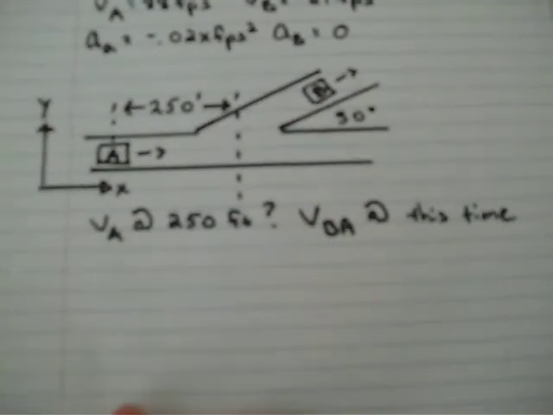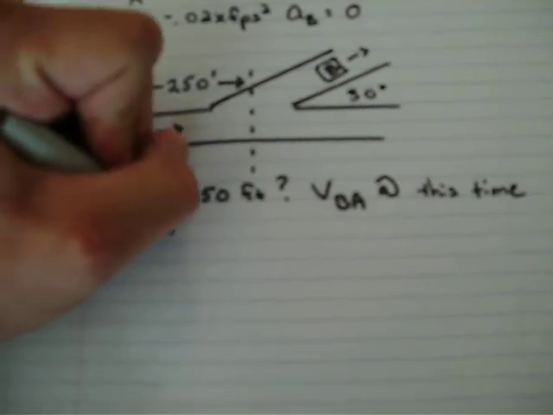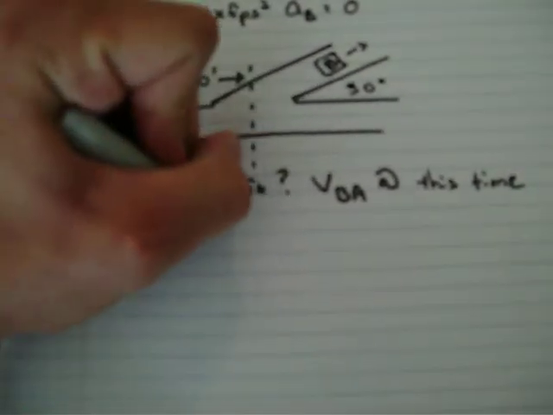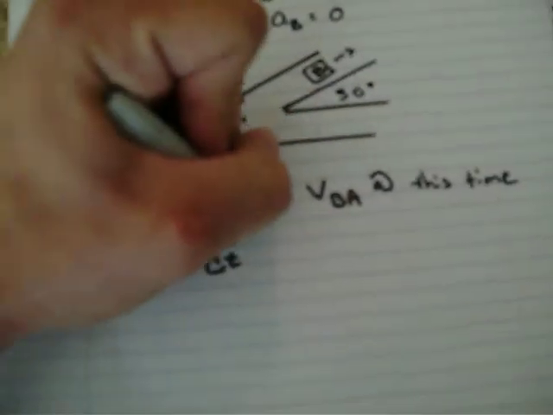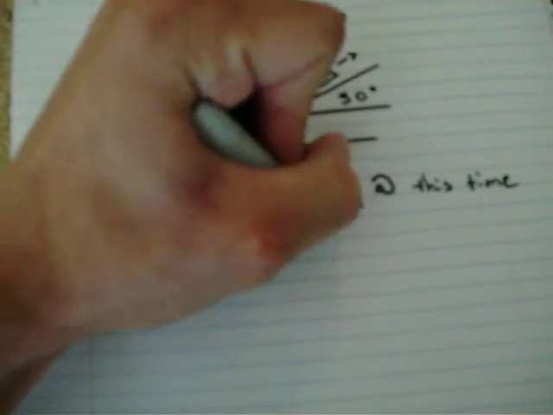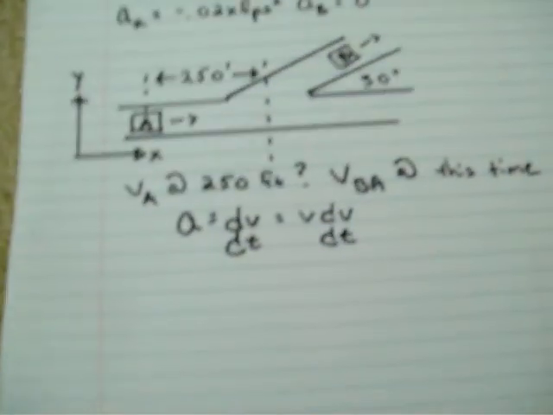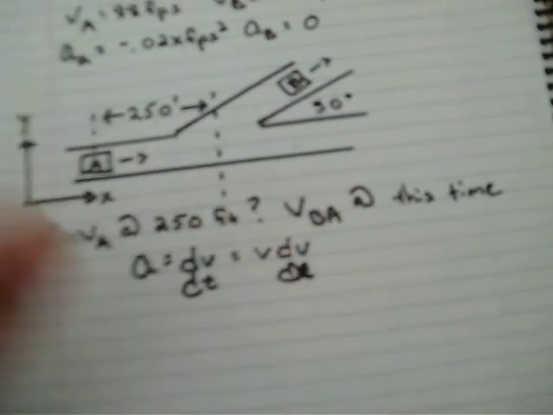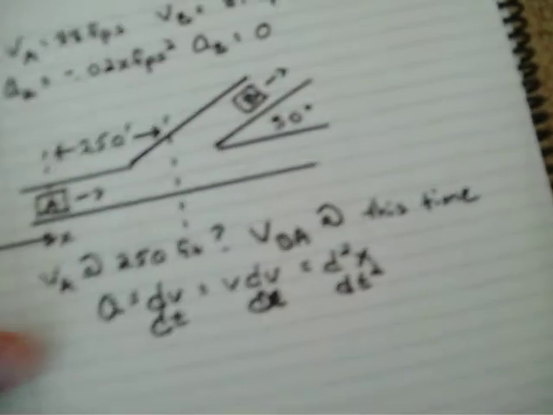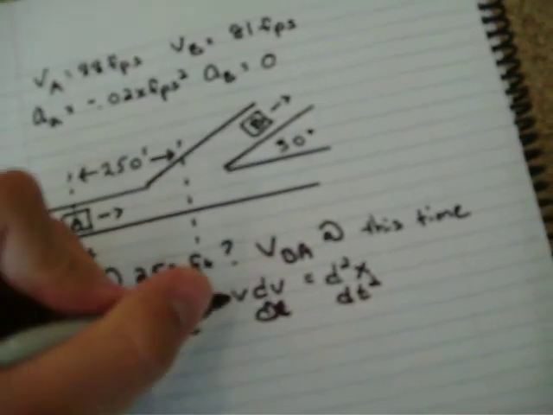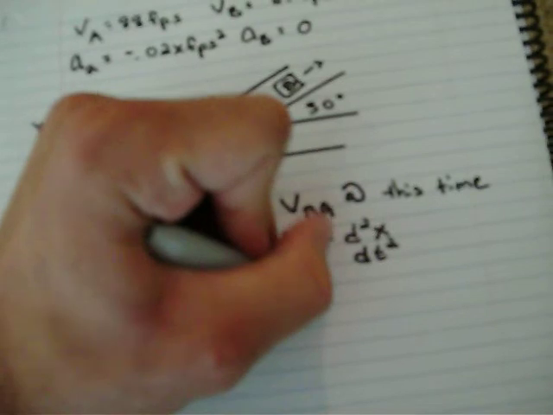So if we take a look, we know that a can equal dv/dt, or it can equal v dv/dx, or d squared x/dt squared. Now it's important that we notice this is v dv/dx. Let me rewrite that. v dv/dx.